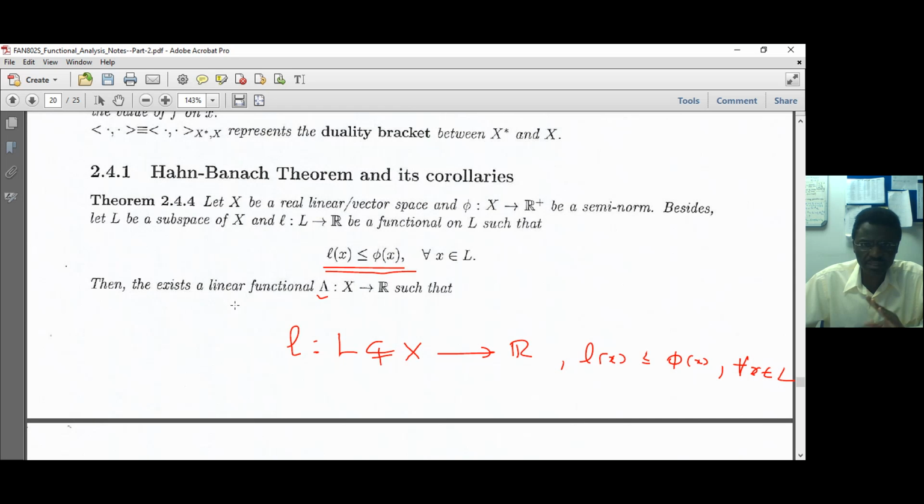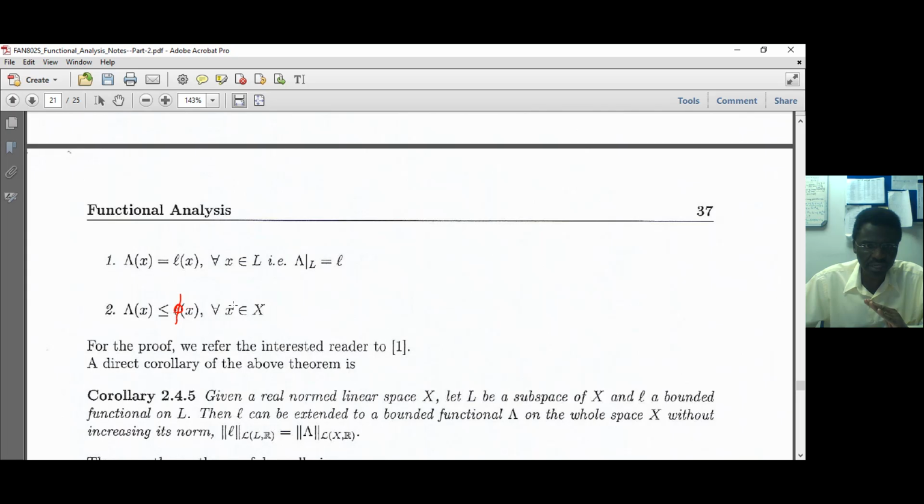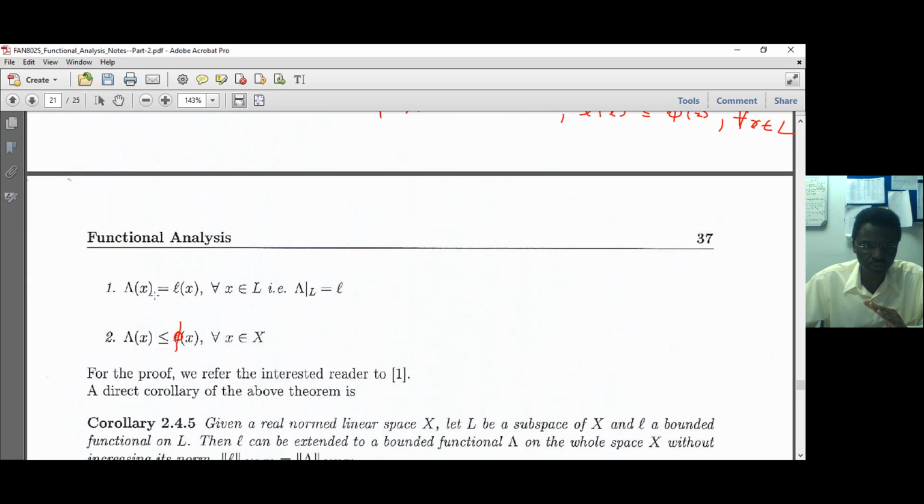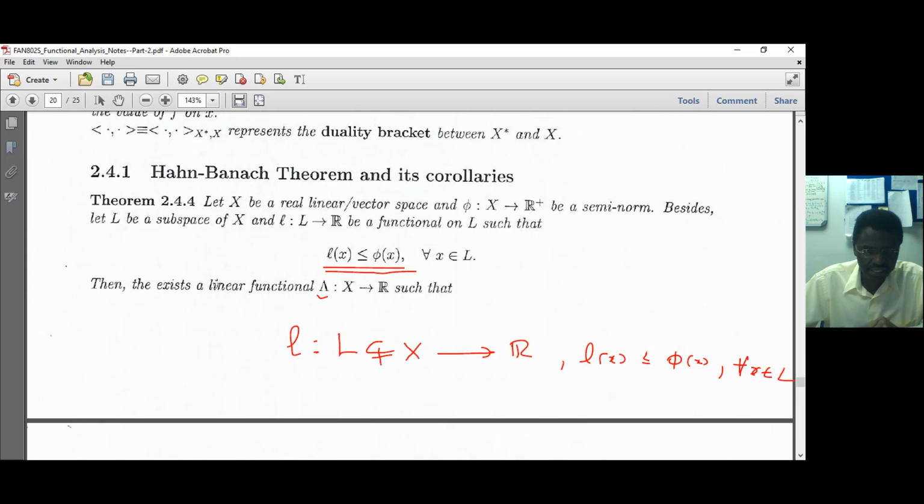Okay, I said something. I am sorry. I said something that is not in the theorem, but in the corollary. It was about the equality between the norms. Sorry for that. It is in the corollaries that we'll be talking about the norm, because here our space X is not a normed space. It's just a vector space.